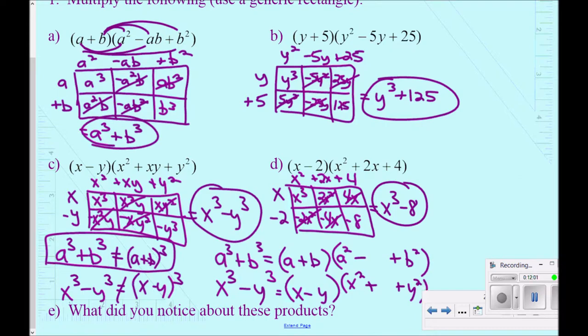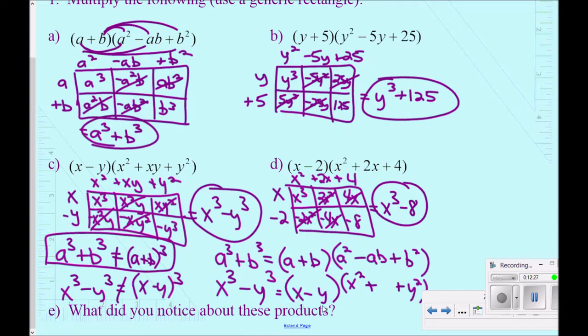The last pattern that we noticed, again disregarding the signs here because we already know this middle term is going to be minus for the sum and plus for the difference, so we're not paying attention to the sign, is that to get the middle term we take the two terms of the binomial and multiply them together. So a times b, again disregarding the sign, is ab.